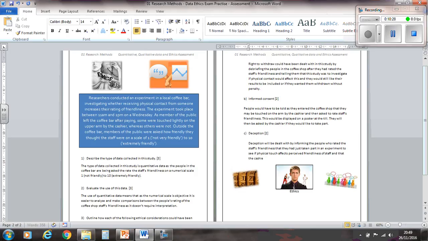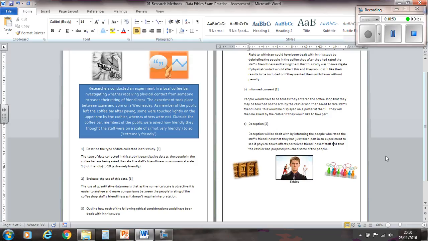and that the cashier had been acting purposely, touched those that purposely touched certain people, some of the people.